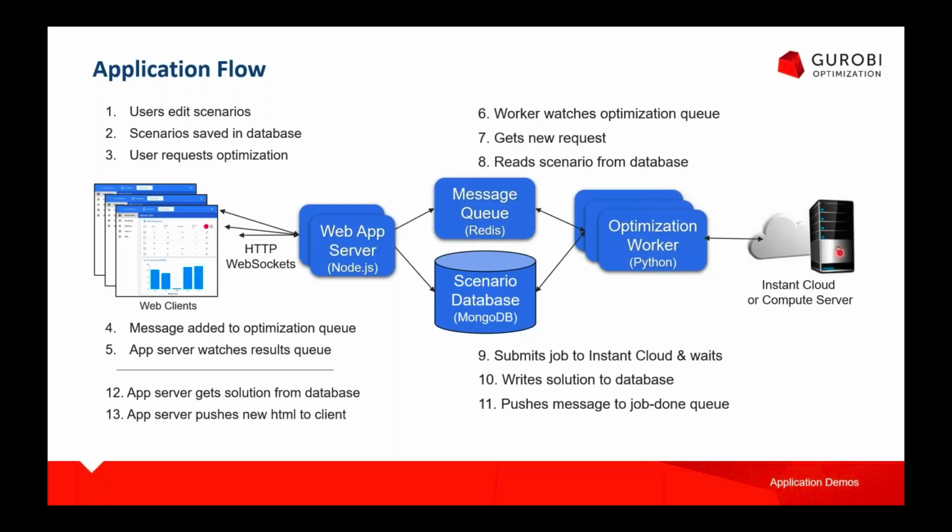And then there's Instant Cloud, or Compute Server if you want to switch to that, if you have your own compute server. So let's walk through one of the scenarios I just ran. Let's say number one is when I change the number of knives in the user interface. And when I change that, the scenario was saved by the web app server to the database.